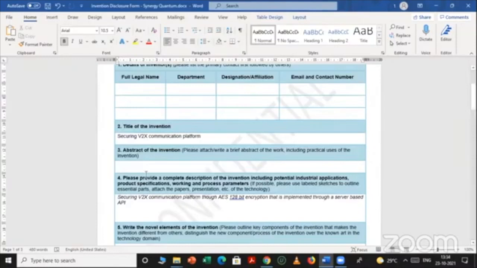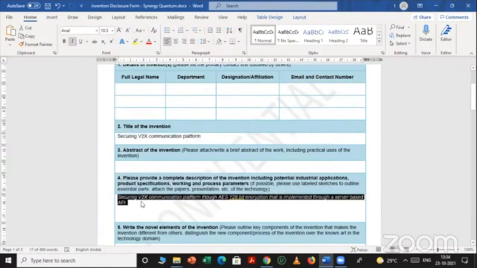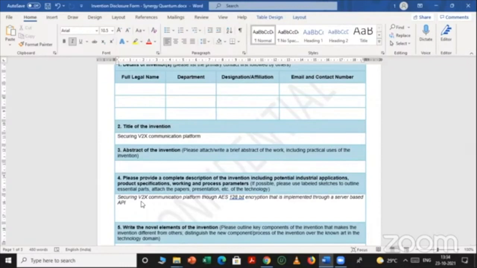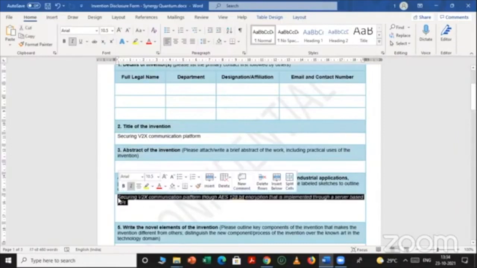Okay, so here I have mentioned, to describe this title, securing V2X communication platform, I have written a line which basically describes the invention in much detail. So here we are securing V2X communication platform using AES 128-bit encryption. So this is something we are going to do. Then how we are going to do it? We are implementing it through a server-based API. So in short, this is the central idea of the entire invention.